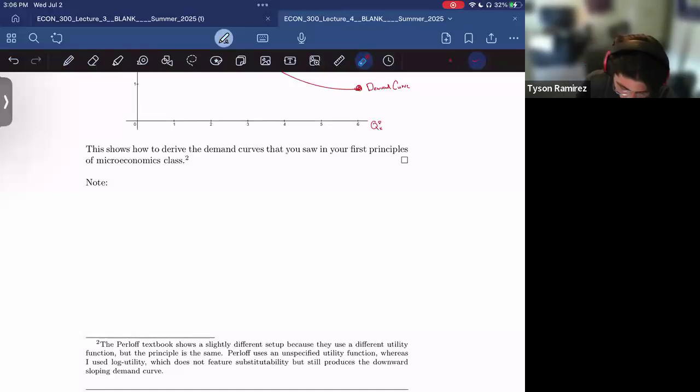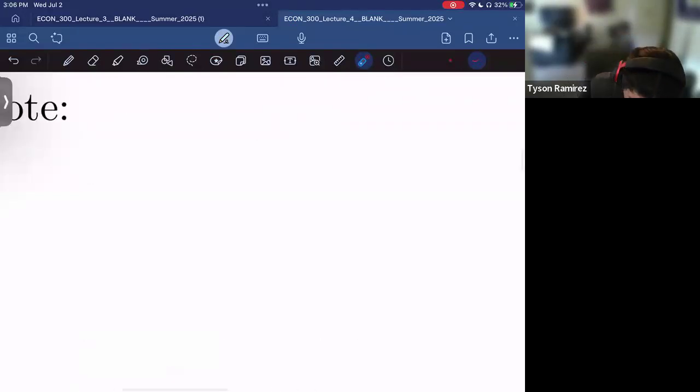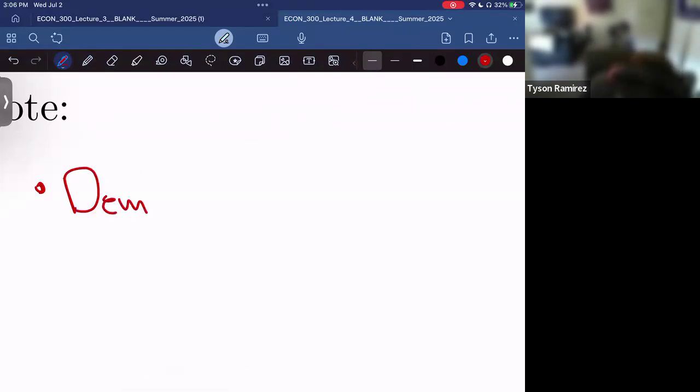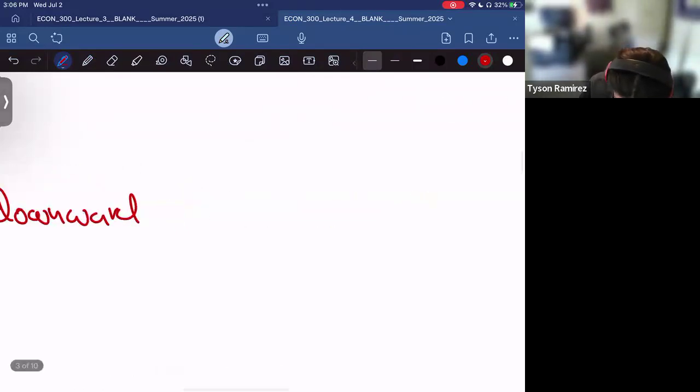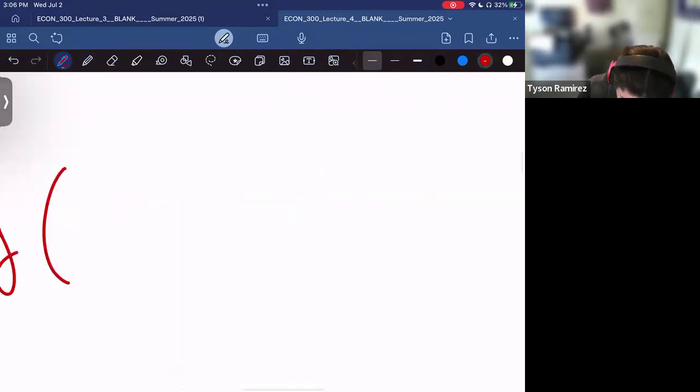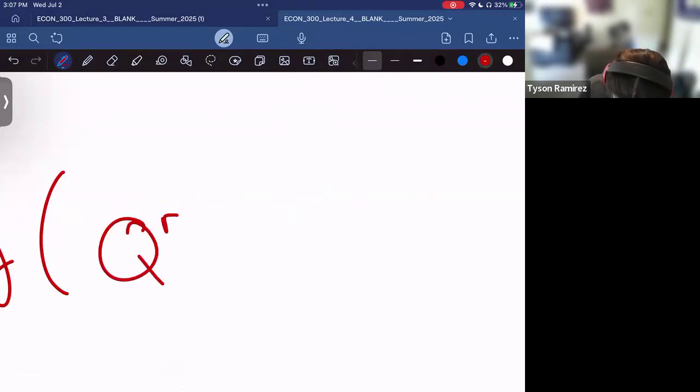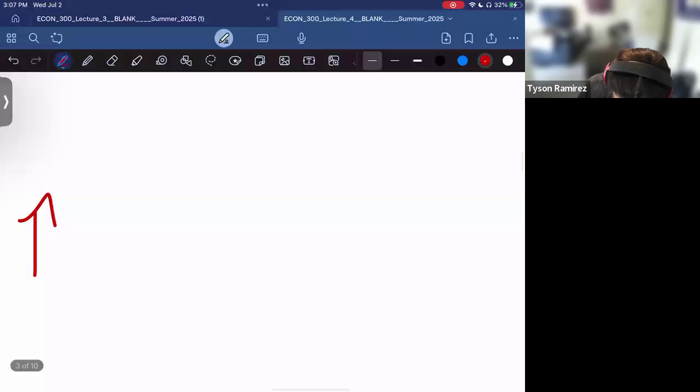And then what did we notice? I just want us to take note here. One, first and foremost, the most obvious is demand is downward sloping. And by that, I mean that quantity demanded increases as price decreases.